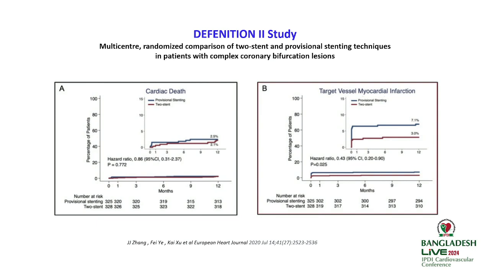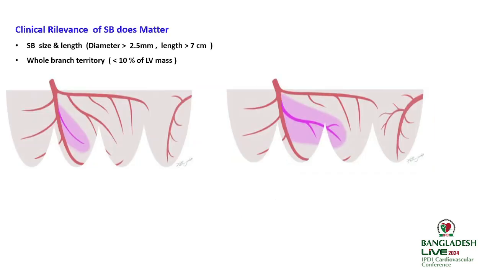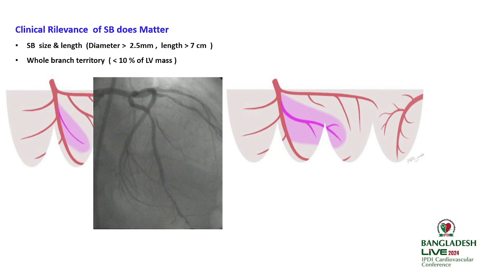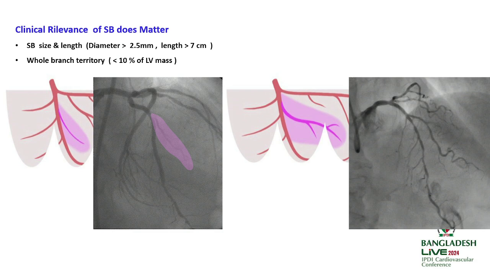And this was confirmed also in the DEFINITION II study, showing that complex stenting is doing better in complex bifurcation than provisional stenting. Now, what is important is the clinical relevance of the side branch. Of course, in every bifurcation you are treated. If you have a small side branch, I think it is enough to keep it open and you do not choose any other strategy.